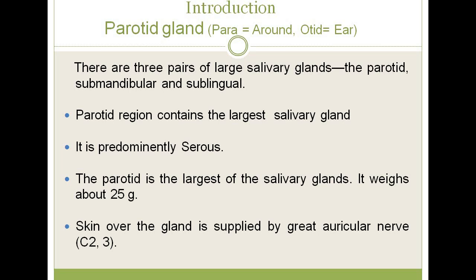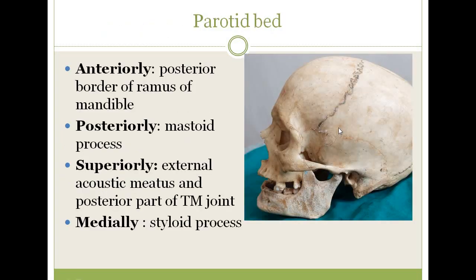Now parotid gland, the name itself suggests that the gland is located around the ear, that is parotid. There are three pairs of large salivary gland, parotid, submandibular and sublingual. Out of these, parotid gland is the largest salivary gland and is predominantly serous type of salivary gland. It weighs around 25 gram and here it is located in this parotid region.